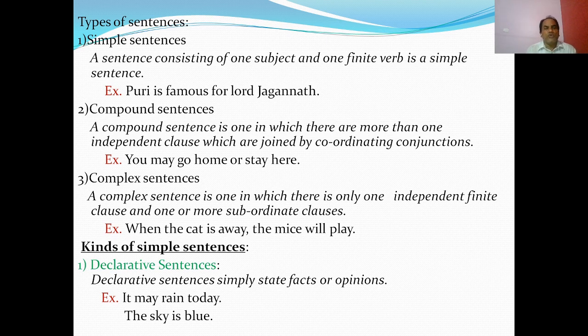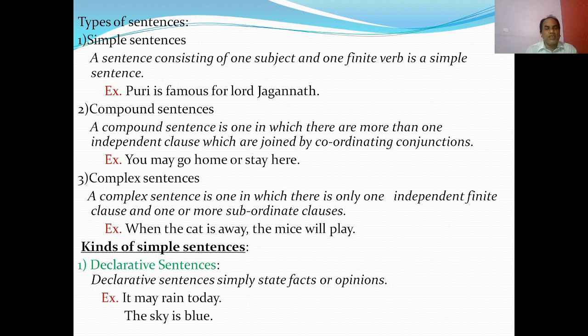Okay. So compound sentence. A compound sentence is one in which there are more than one independent clauses joined by coordinating conjunctions. Example: you may go home or stay here. You may go is an independent clause. You may stay here is also another independent clause. And or is the coordinating conjunction. So this is a compound sentence.